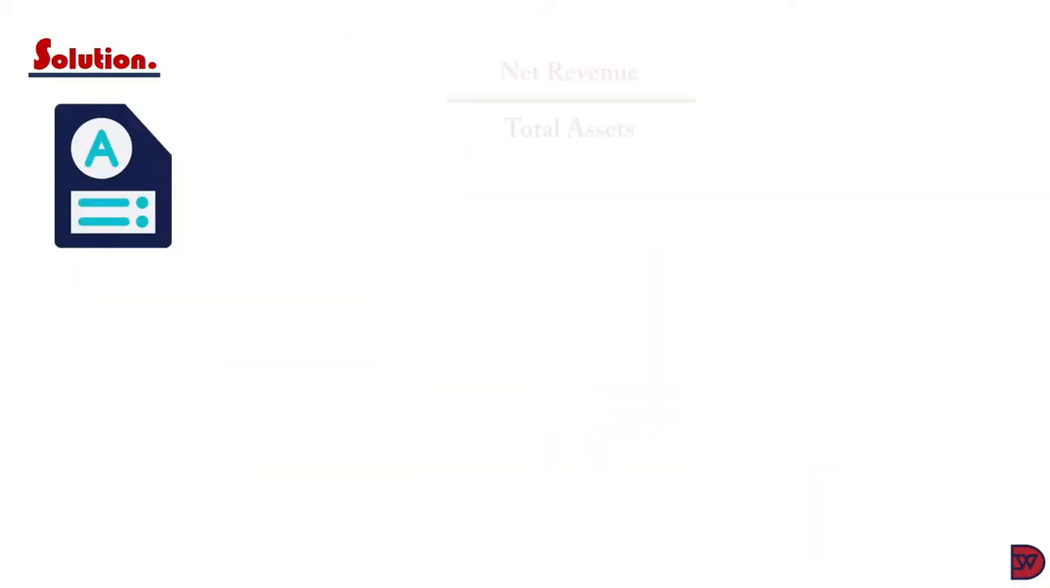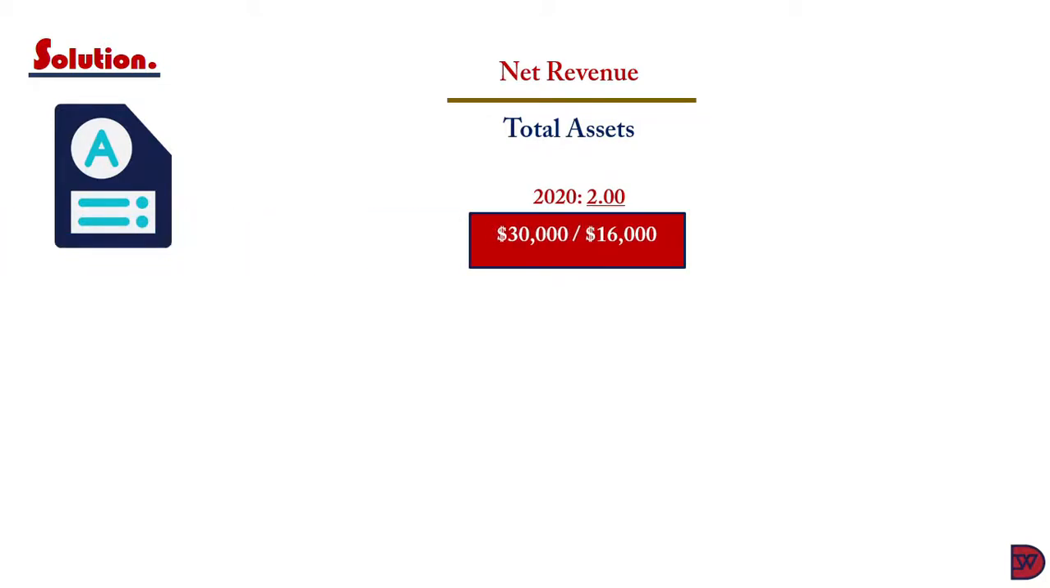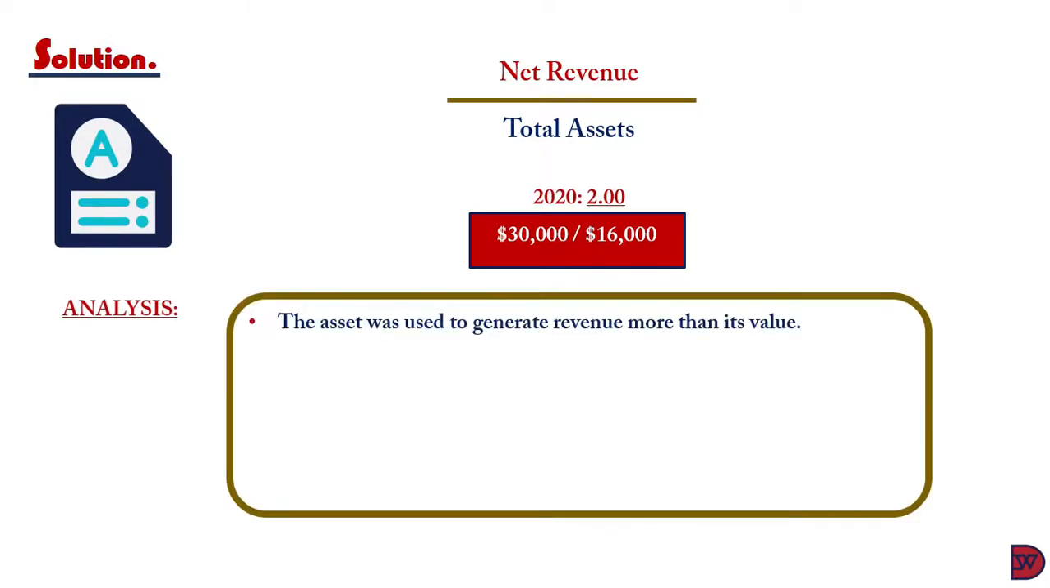When we come to the solution, we restate the formula again, which is net revenue divided by total assets. The total asset turnover ratio for 2020 is going to be 2.00. That was arrived at by dividing the revenue of $30,000 by the total assets of $16,000. This means that the assets used generated revenue twice their value. For every $1 of assets the business used, $2 worth of revenue was generated. And this is a good metric.